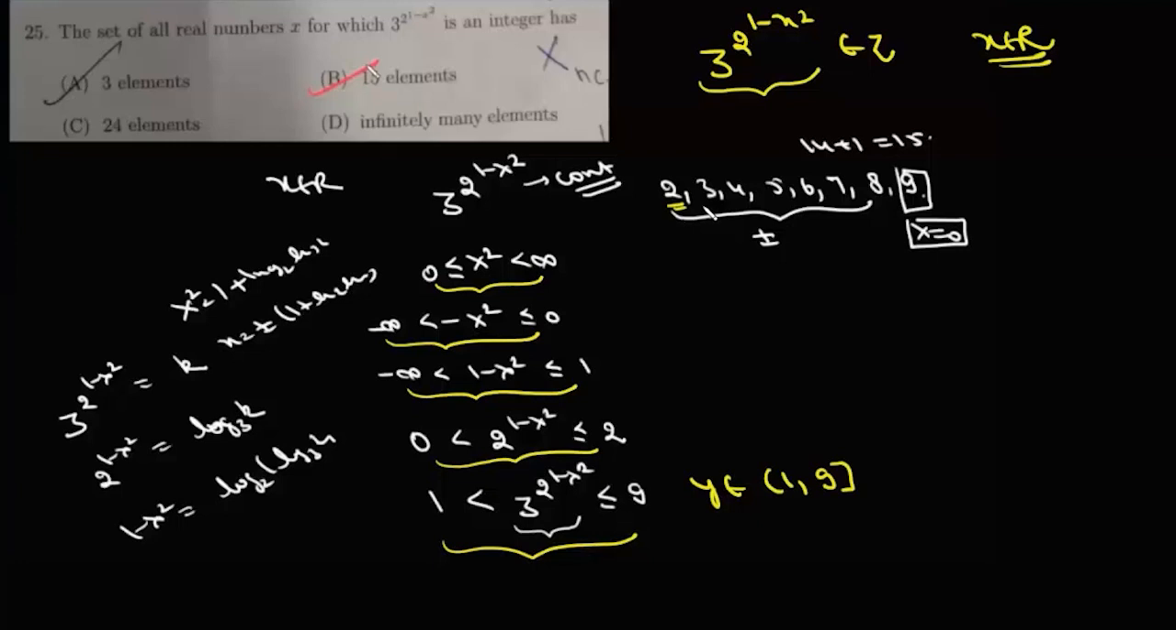Integral values possible are 2, 3, 4, 5, 6, 7, 8 and 9. Now we know that if we put x equals to 0, we'll get this as 3 square, which is 9. So 9 is possible when the value of x is 0.